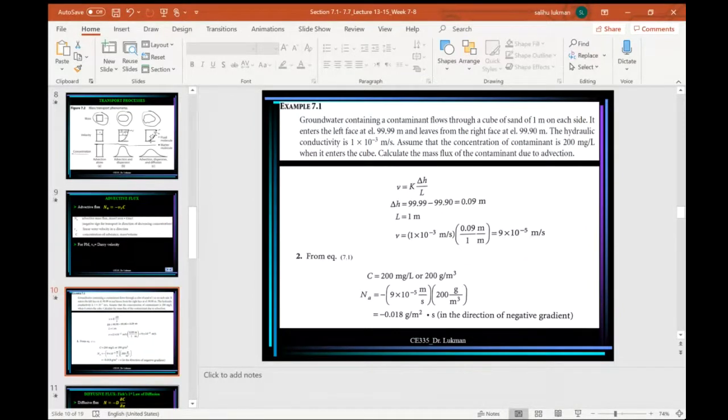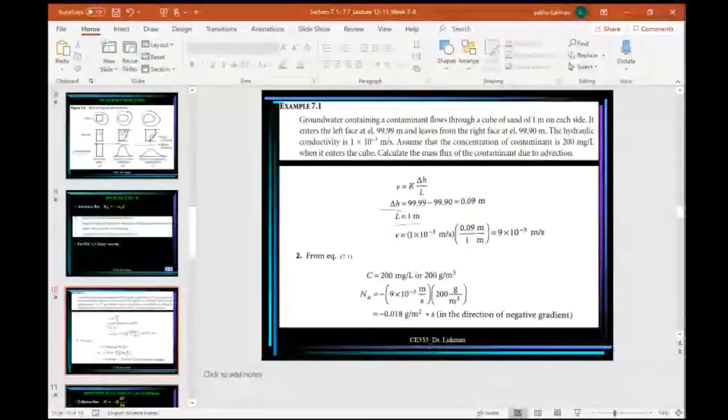So here we go back to our groundwater. V here is the Darcy velocity, which is K times i. We have the hydraulic gradient, which is simply the difference in head divided by L. L is 1, that's the length of the cube, and the head difference is already provided. Then we substitute to find the Darcy velocity.